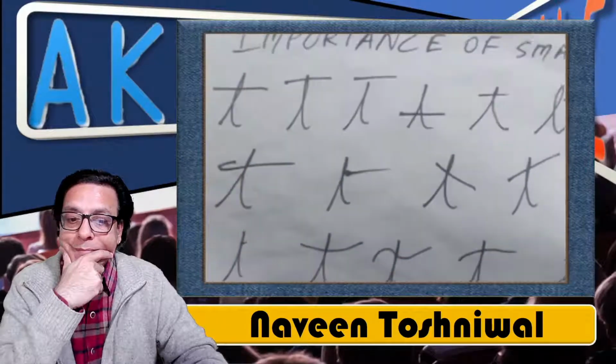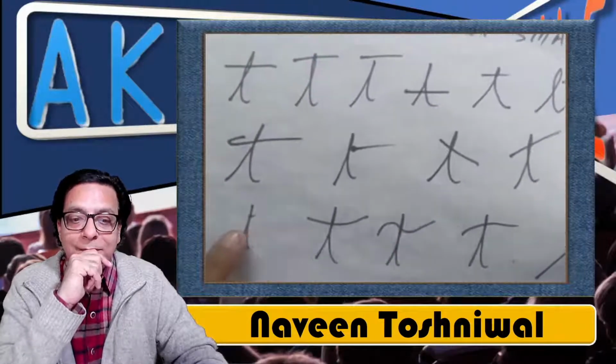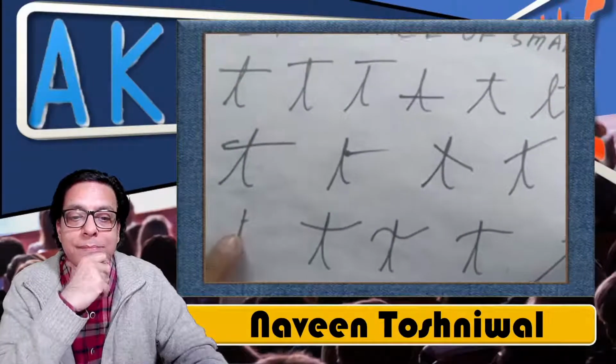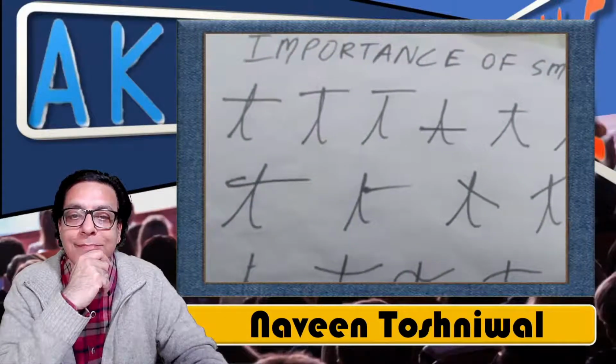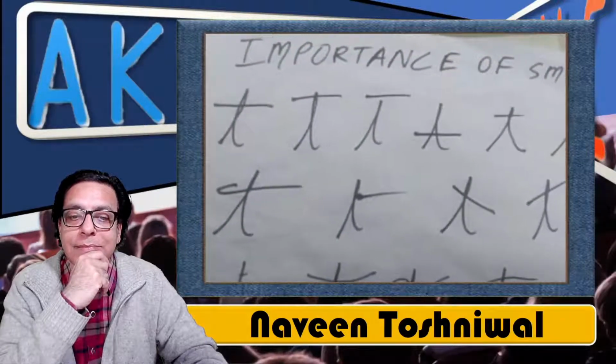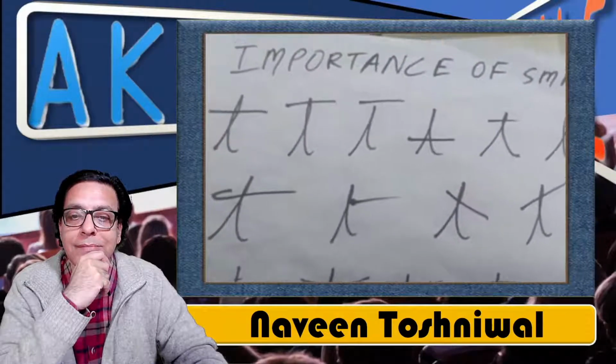Here you will see the T bar is hardly visible. It's very, very small. It's almost like a dot, the T bar. This indicates people who are lacking willpower. They are not able to exactly give themselves a push to do something.